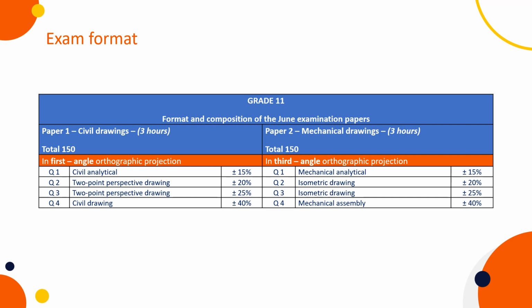So paper 1, you can see that we start off with first angle, and paper 2 is third angle. So first angle, paper 1, starts off with civil analytical. Then we have 2-point perspective drawings in the exam, and we'll end off with your civil drawings, which is mainly your floor plans, elevations, and sectional elevations. Then we look at the third angle orthographic projection drawings, which is in paper 2. So we'll start off with mechanical analytical. We then have 2 isometric drawings, and we end off with mechanical assemblies. Okay, so that's what is going to be in the exam: civil analytical, 2-point perspective, civil drawings, mechanical analytical, isometric, and mechanical assembly.